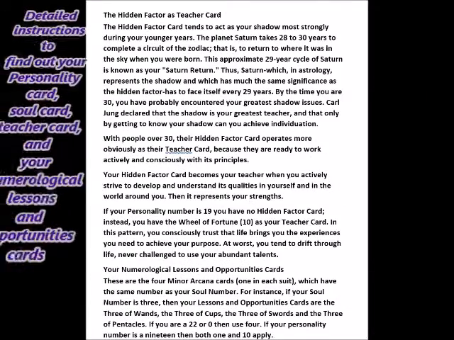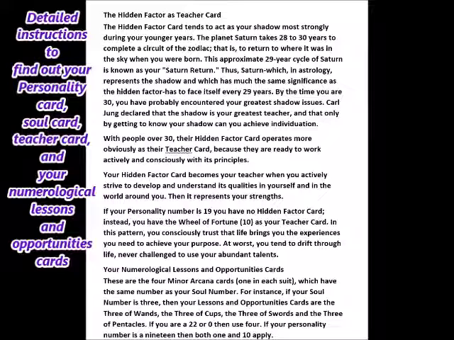The hidden factor card tends to act as your shadow most strongly during your younger years. The planet Saturn takes 28 to 30 years to complete a circuit of the zodiac, that is, to return to where it was in the sky when you were born. This approximate 29-year cycle of Saturn is known as your Saturn return. Thus, Saturn, which, in astrology, represents the shadow and which has much the same significance as the hidden factor, has to face itself every 29 years. By the time you are 30, you have probably encountered your greatest shadow issues.